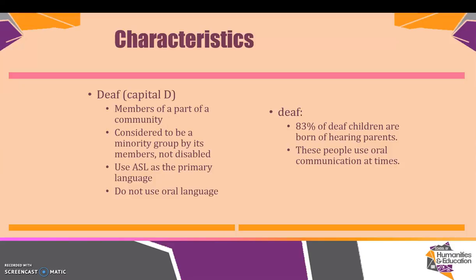There is a differentiation between Deaf with a capital D and deaf with a common d. Persons who call themselves Deaf prefer that term. When we talk about person-first language, we put the person before the disability, so we would say the boy with autism rather than the autistic boy. In the Deaf community, they prefer to be called Deaf, so it's all right for a person who is Deaf to say the Deaf boy. These members consider themselves part of a community, and a minority group.